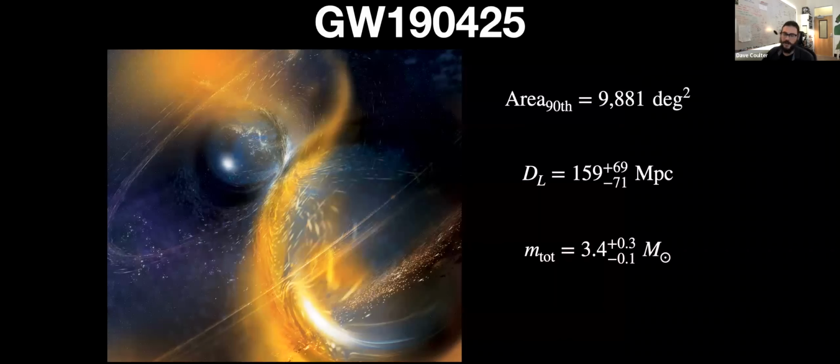So the last object I want to talk about is 190425. This was the second ever neutron star merger detected in gravitational waves. And what was really interesting about this was the total mass of the system.